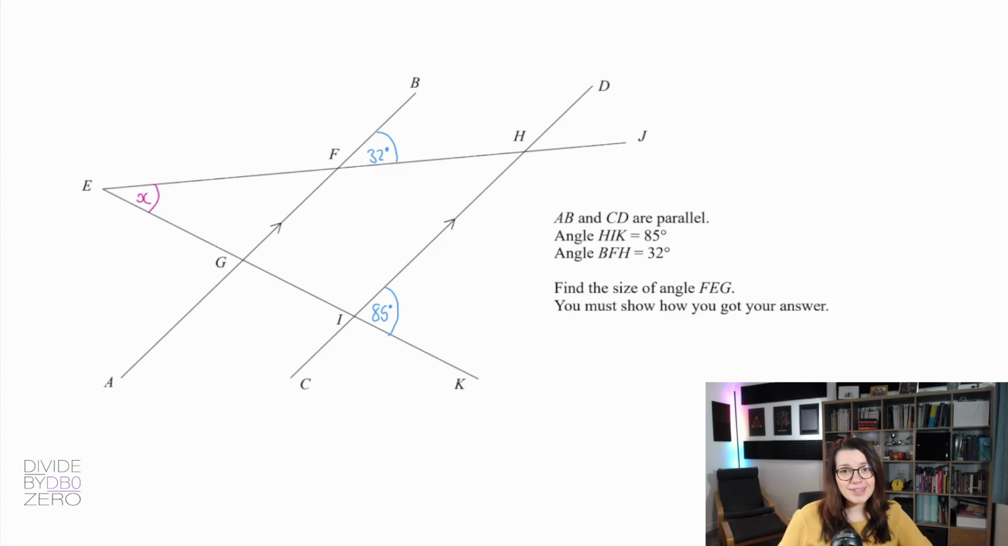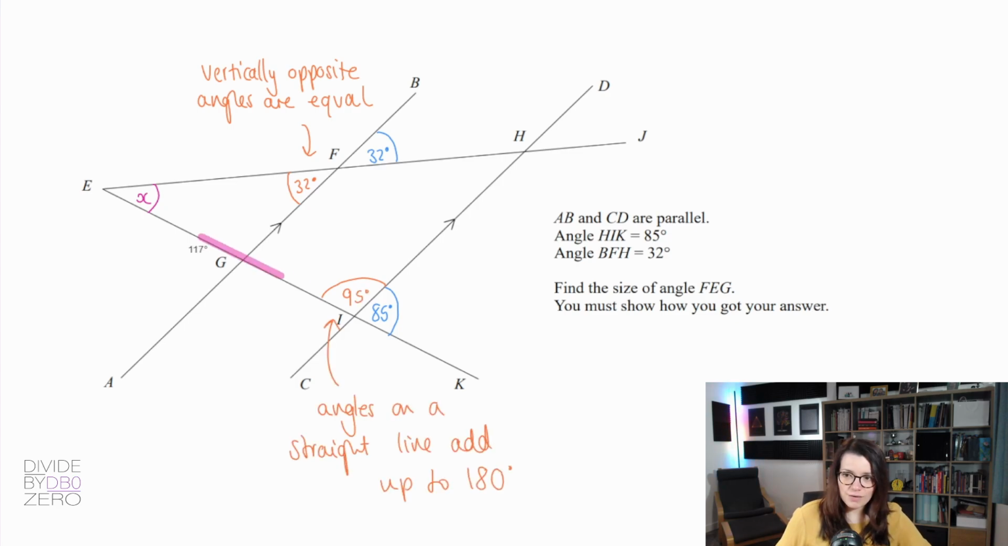So now we can have a look and see what other angles we can find. For example, I can see that this one here would also be 32 degrees, and that's because vertically opposite angles are equal. I can see this one here would have to be 95 degrees. That's because angles on a straight line add up to 180. Now I can also see a T shape on its side, which means we have corresponding angles, and that one would also be 95. We can write corresponding angles are equal.